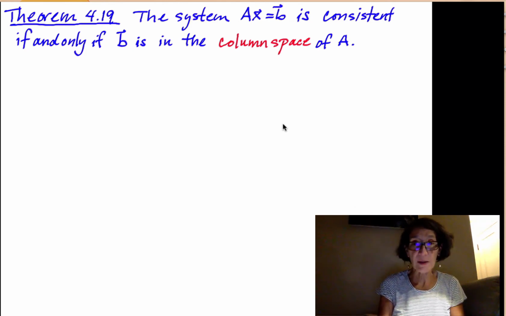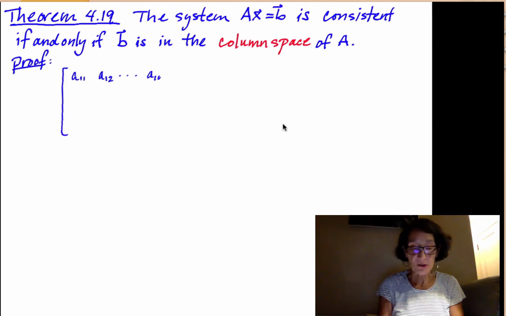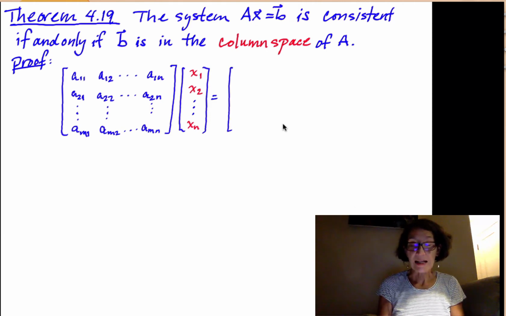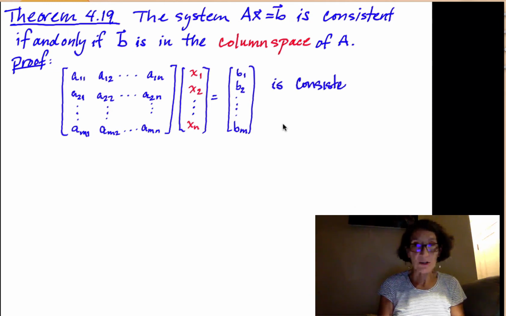All right, so let's start our proof by writing out the product. Here's the matrix A. It has m rows and n columns. Here's the matrix X. It has n components, x1, x2, up to xn. And then the matrix b has m components, b1, b2, up to bm. So consistent means that the equation is true about A, X, and b. If this equation is true, then the following equation is true.